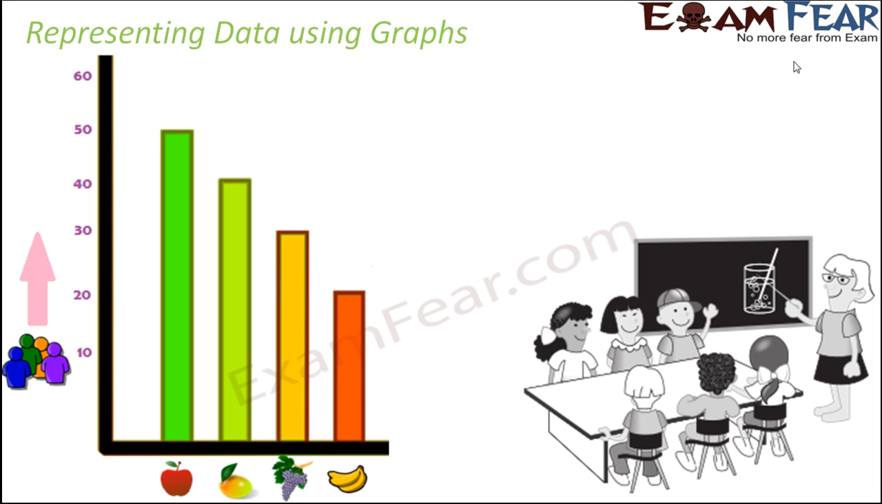Now if the teacher is asked to represent this data using a graph, there are many ways of representing this data. One way is the teacher can just write the favorite fruit for each student, giving commas like apple, mango, grapes, banana, grapes, and so on. So that's one way. But do you think that is a very effective way of representing the data?